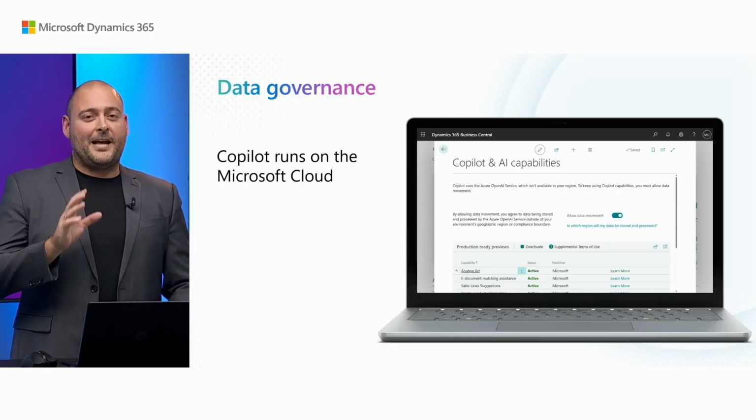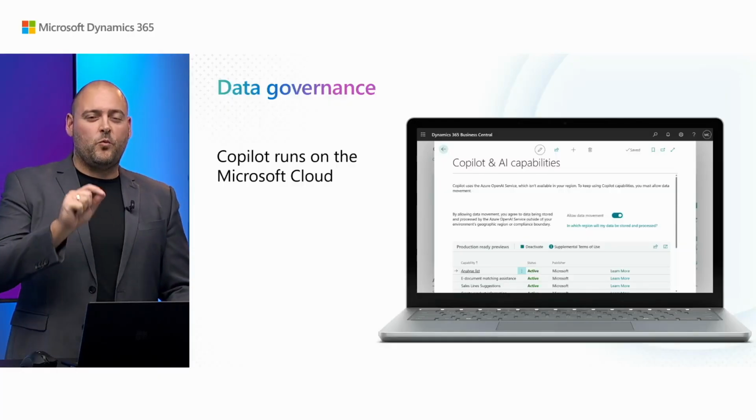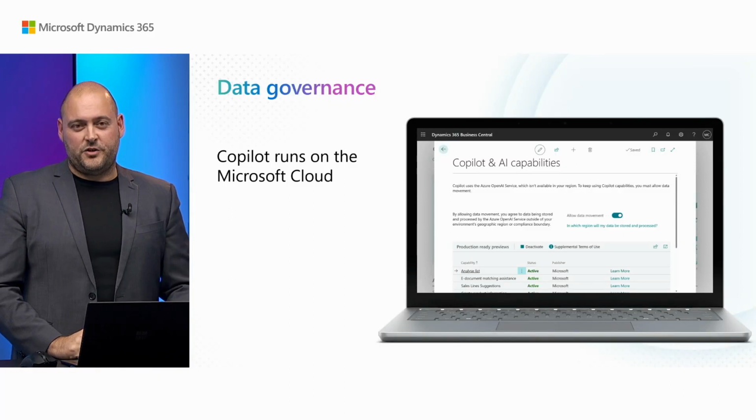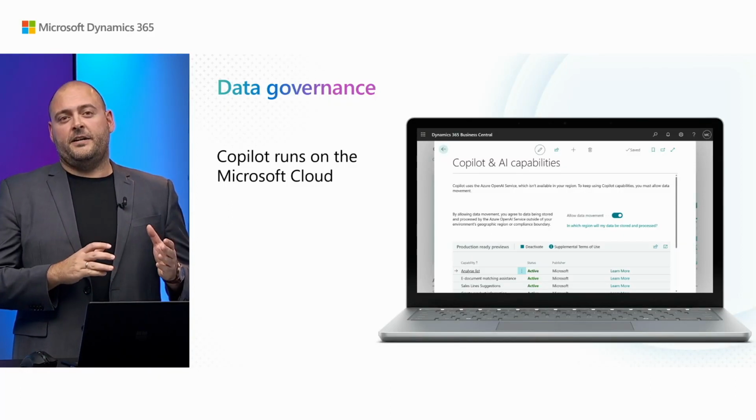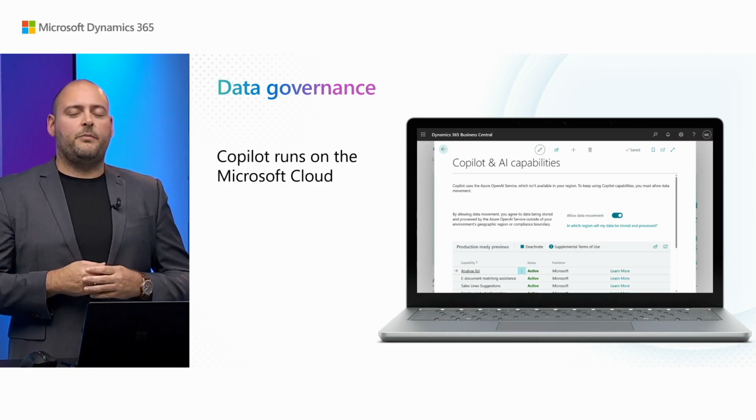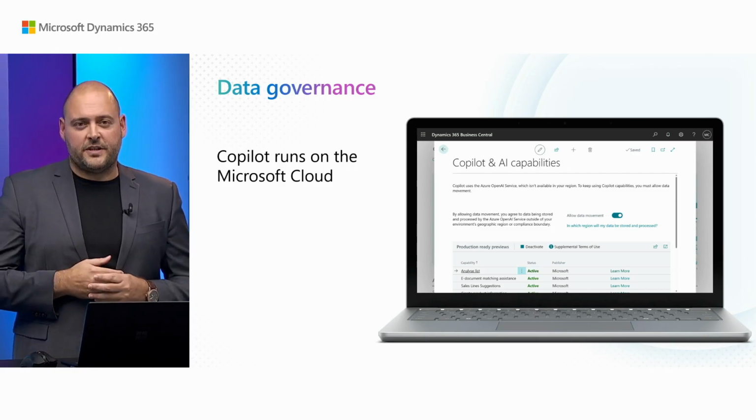Now, we know that admins always want to know how and where business data is used. Keep in mind that Copilot uses AI, and more specifically, it's powered by the Azure OpenAI service, which is part of the Azure cloud and is designed for enterprise use with the security, privacy, and compliance that you expect from Azure. Now, that Azure OpenAI service isn't available in all regions for Business Central.